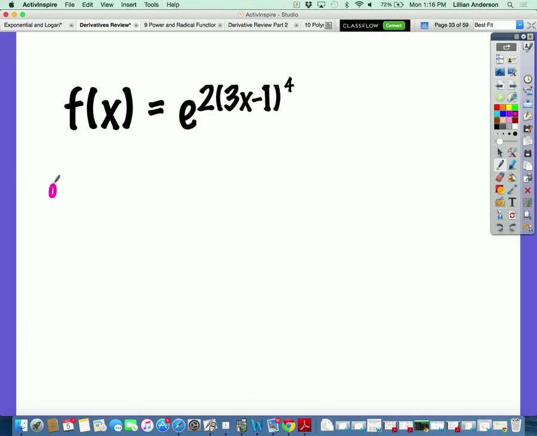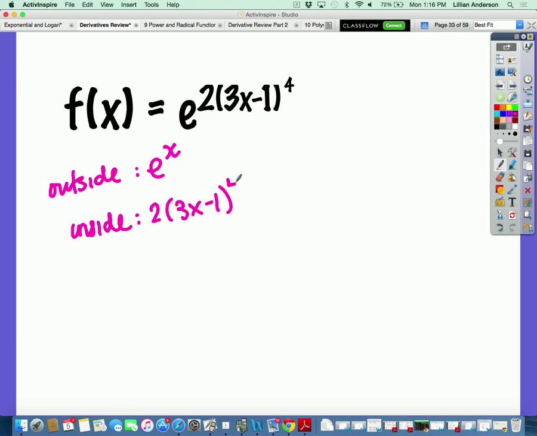So you have your outside function, which is of course e to the. Then you have the inside, which is 2x to the fourth minus 3x. You have the outside and then the inside. And see, that's the issue, your inside has another inside. And that's when you run into the issue.